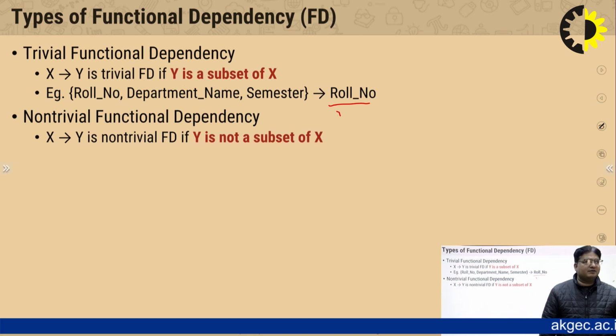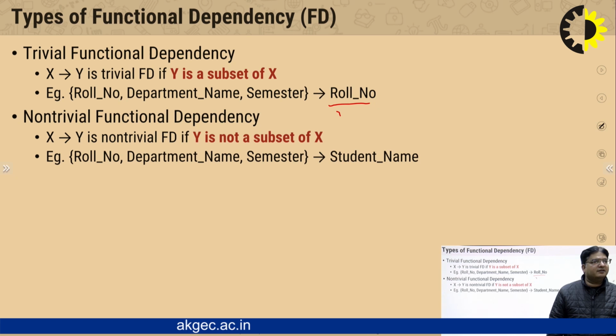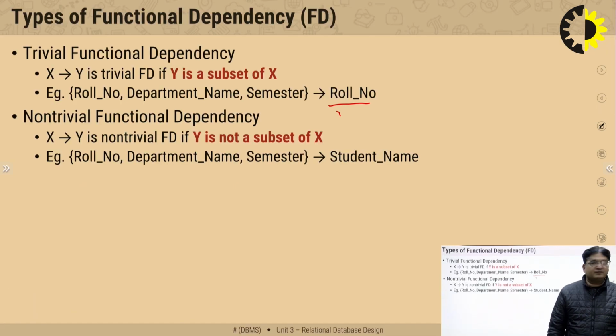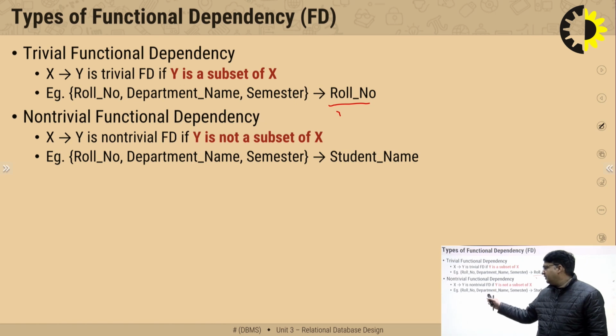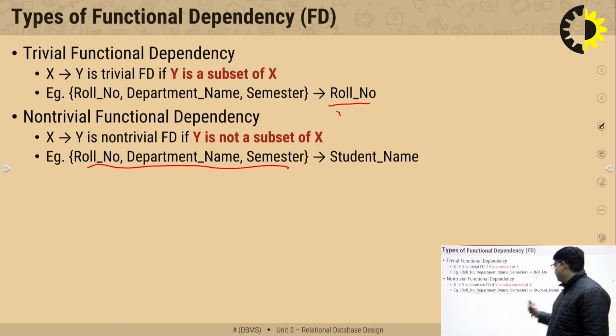Non-trivial functional dependency: X determines Y is non-trivial if Y is not a subset of X. Let us see. Roll number, department name and semester determines the student name. This student name is not a subset of the determinant part. As we are seeing, none of the attributes contain the student name, therefore it is a non-trivial FD.